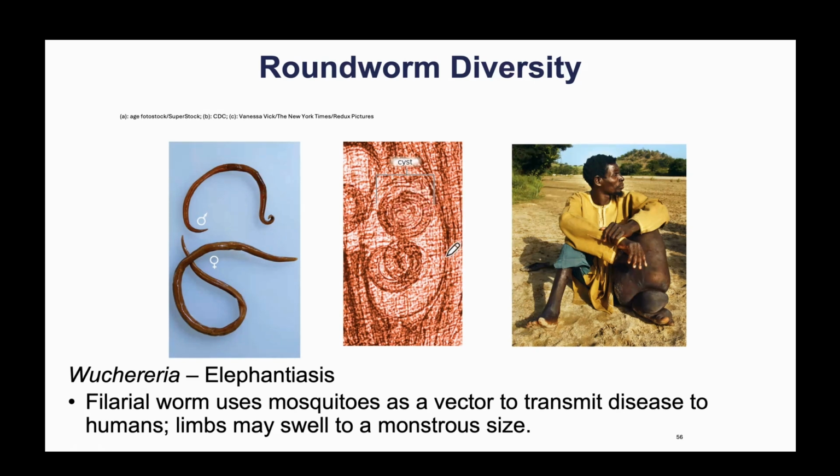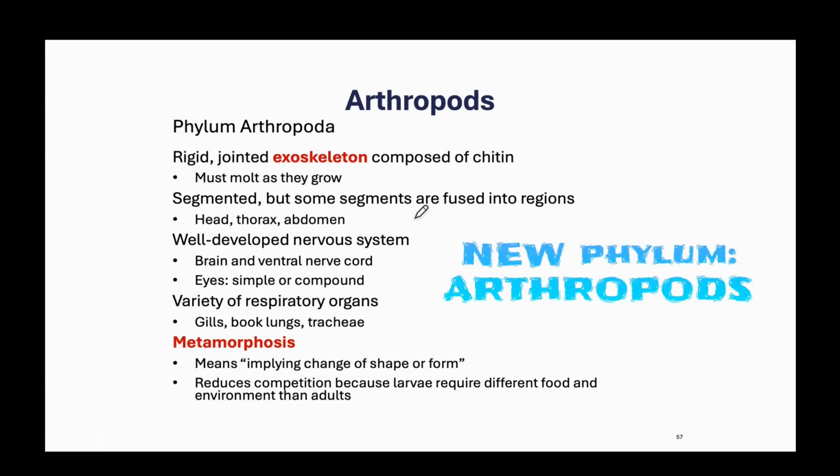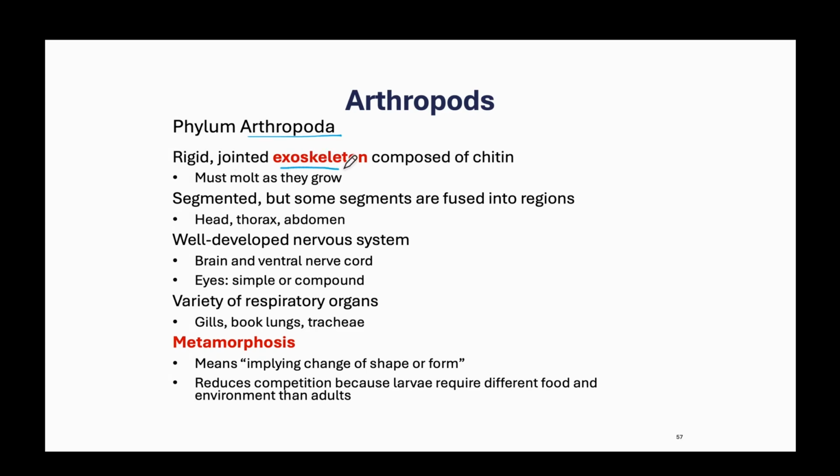This phylum, here's the next phylum, is going to be Arthropoda. And again, this is another one like the roundworms that is ecdysozoan, which means that it sheds or molts. I would put on my notes that there is an exoskeleton composed of chitin, so it must molt or shed its exterior as it grows. It is segmented, but some segments are fused into regions.